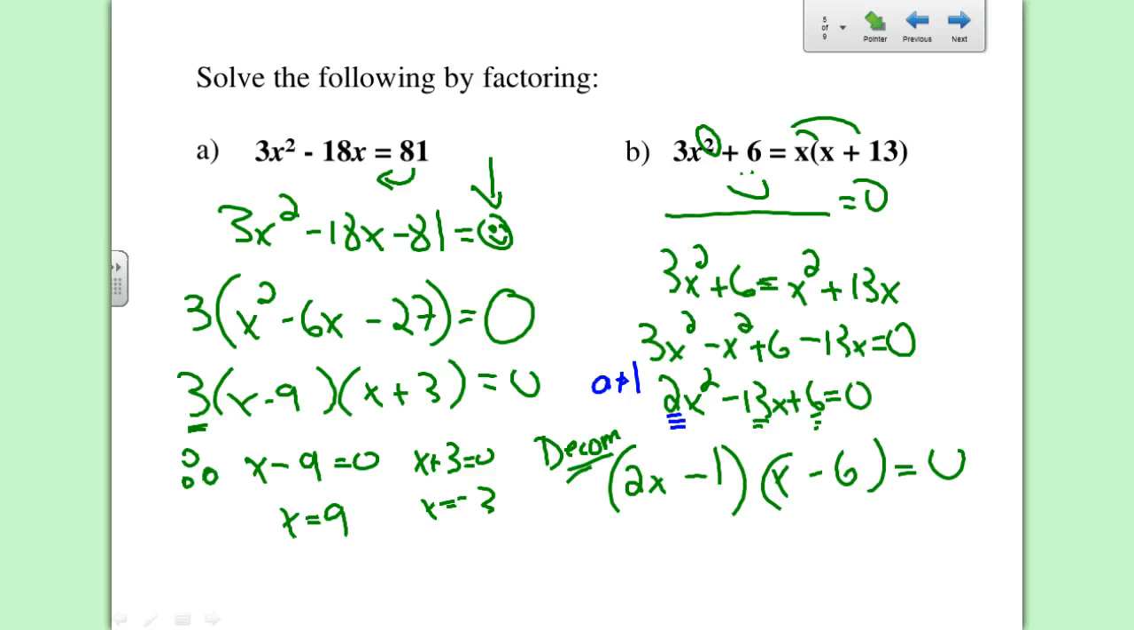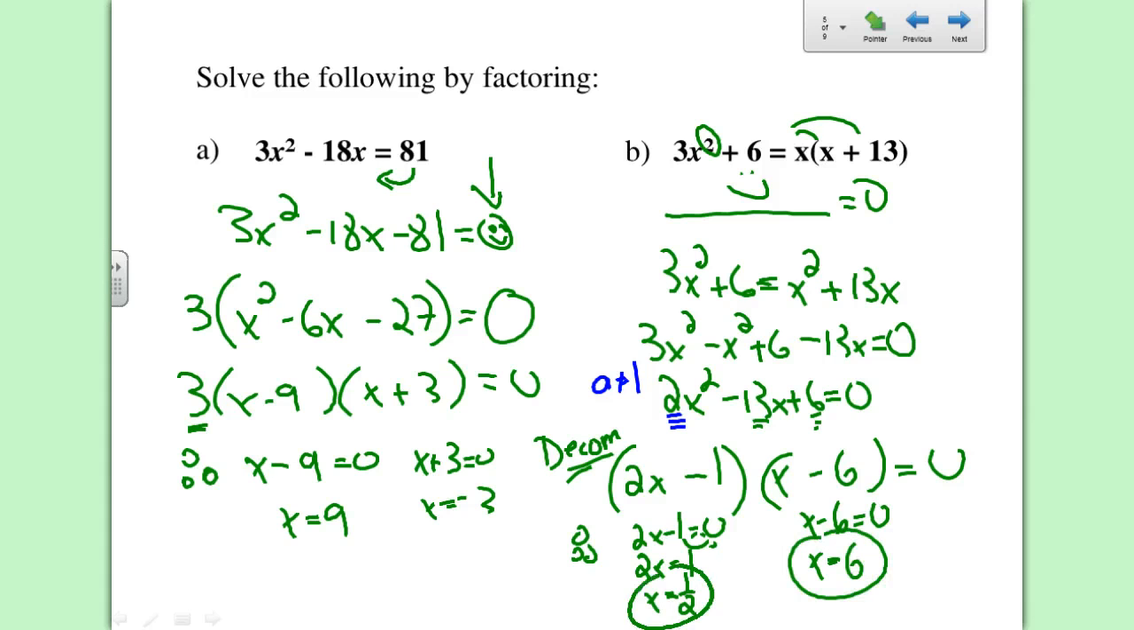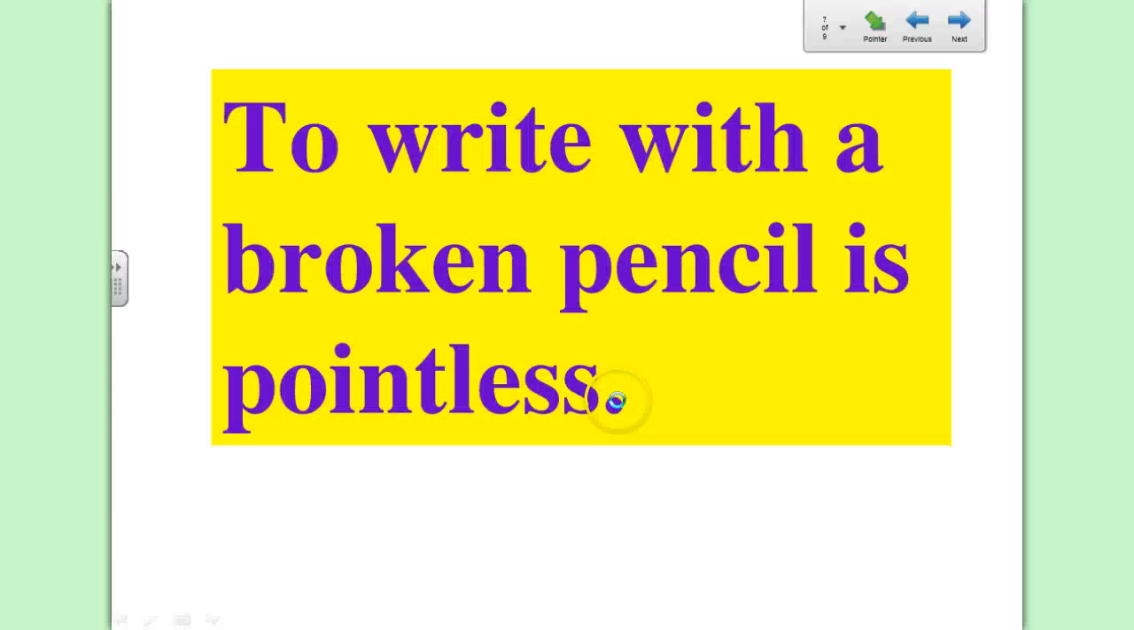All right, now that we've got the factors, that makes us happy, because for 2x minus 1 to be 0, I take the 1 to this side, and I get 2x equals 1, and then x equals 1/2. For x minus 6 to equal 0, that means x must be equal to 6. And there are my two answers for this quadratic equation. Hopefully it's starting to come together.